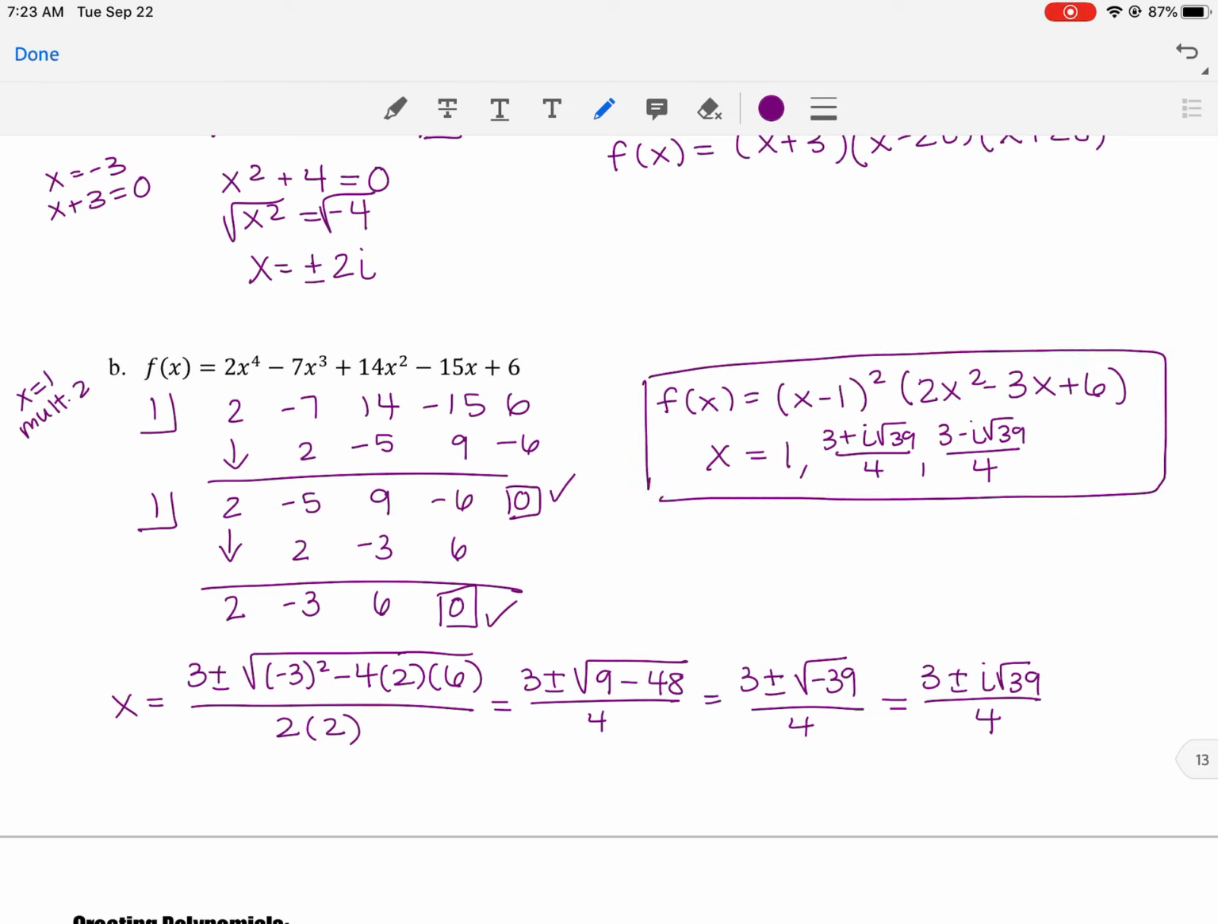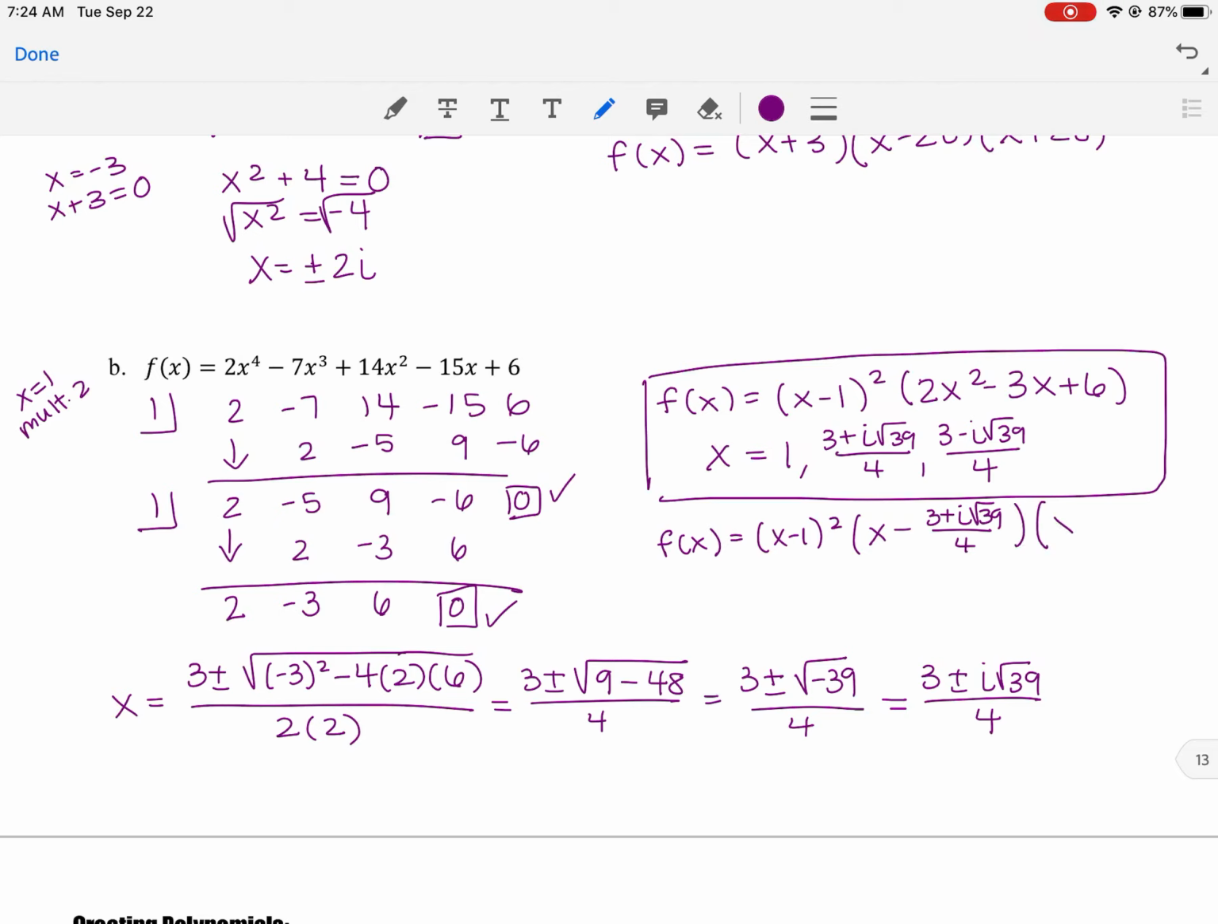However, I'm going to take it one more step. If I wanted to write it in fully linear factors, I would leave the x minus 1 squared. And for these answers, you could write it as x minus the quantity 3 plus i square root of 39 over 4.